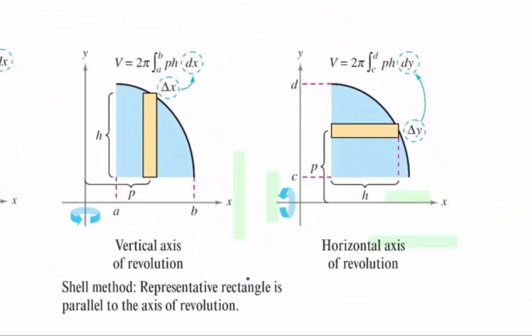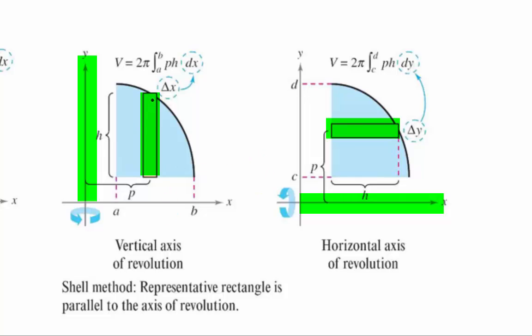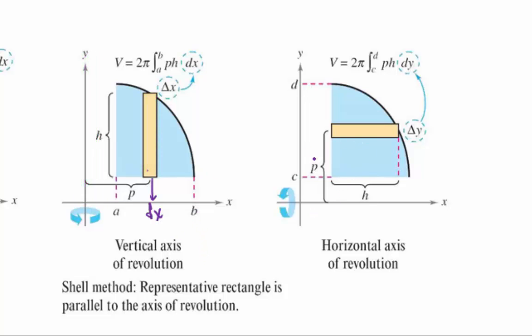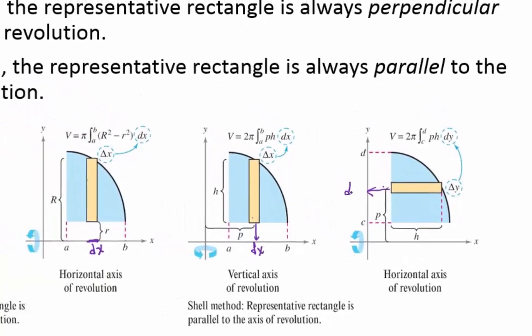If we're going to use the shell method, we want our representative rectangle to be parallel to the axis of revolution. So in the third diagram, again, the axis of revolution is the y-axis. If we want to use the shell method, we have to draw this reference rectangle or representative rectangle parallel to it. And notice that that gives us a dx in this case. The bottom of the rectangle is facing the x-axis. Over here, the x-axis is the axis of revolution, so we draw the rectangle parallel to it, and that gives us a dy.